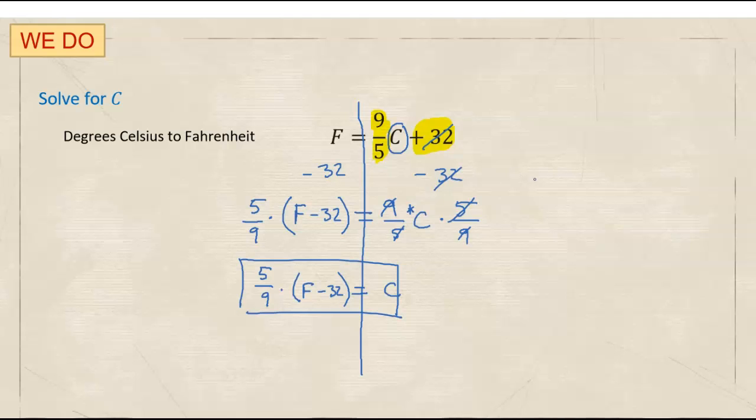And you can recall which properties we used to do that solving. We did the subtraction property of equality, and then we did the multiplicative inverse, as well as the multiplicative identity, right? Because these multiplied together equal 1, and then C times 1 is itself.